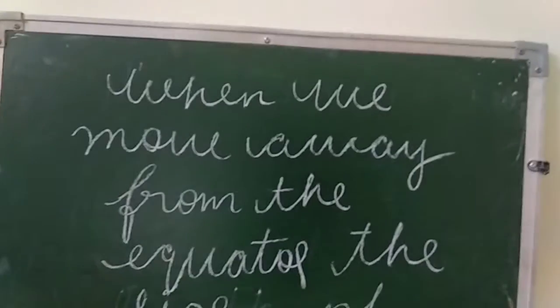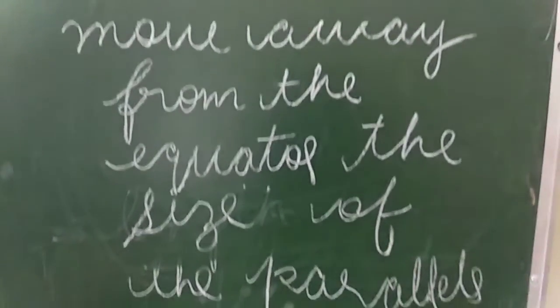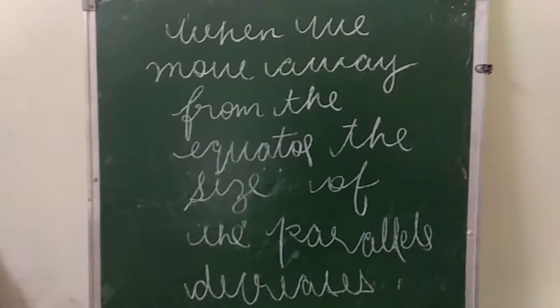Understood? So when we move away from the equator, the size of the parallels decreases. That is why we say that parallels are not of the same size.